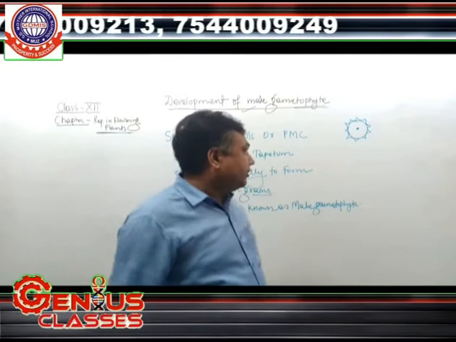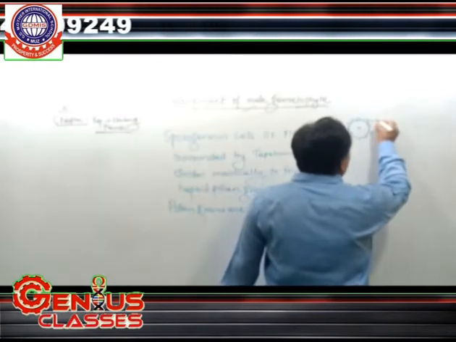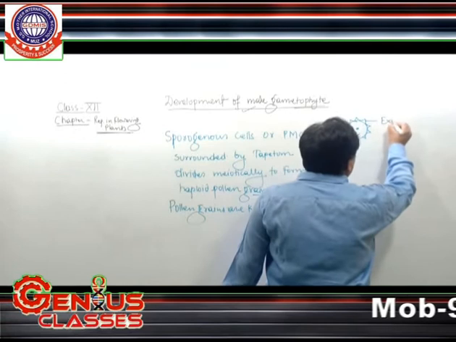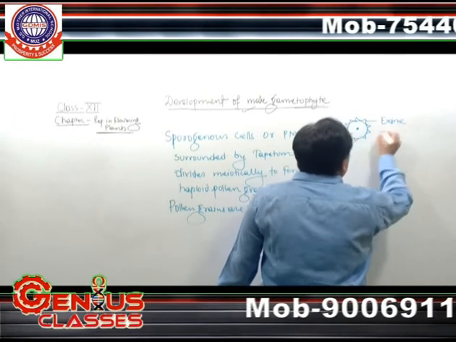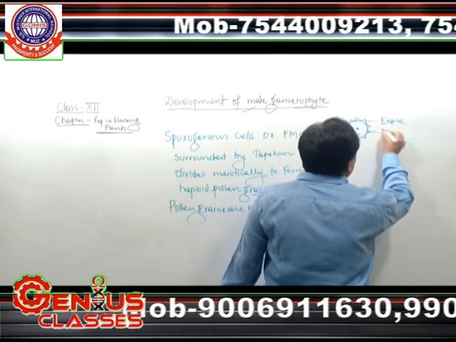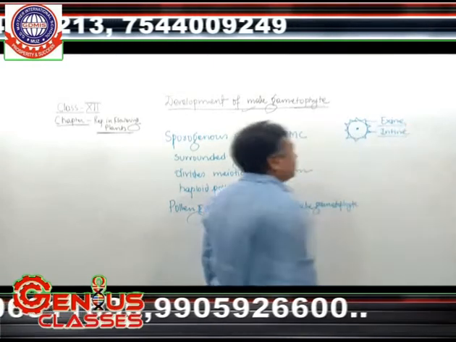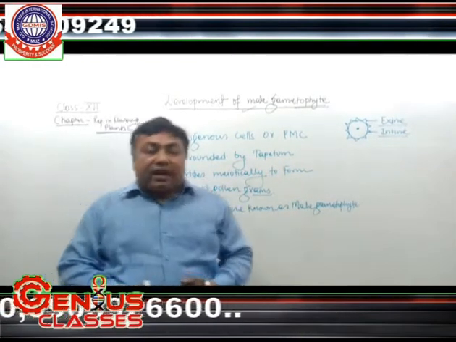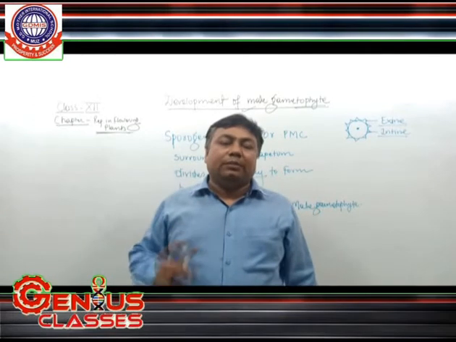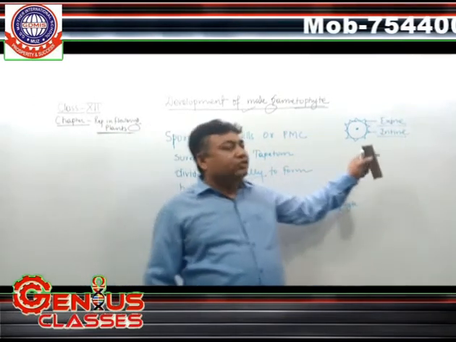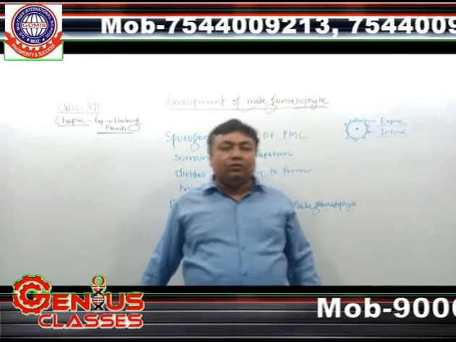The outer layer is exine and the inner layer is intine. Exine is the hardest known biological material, whereas intine is similar to cellulosic compounds.